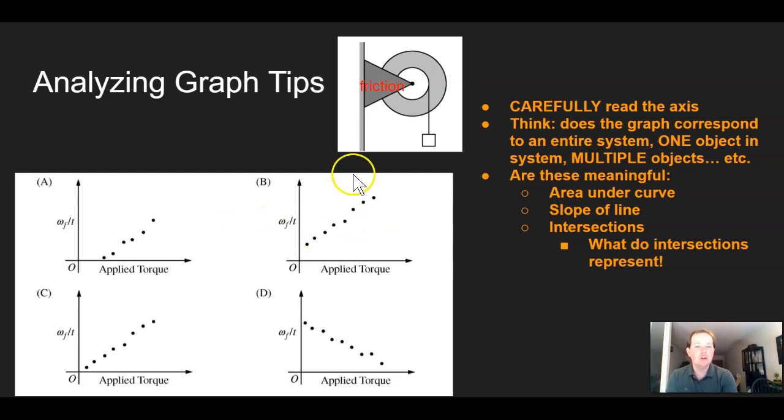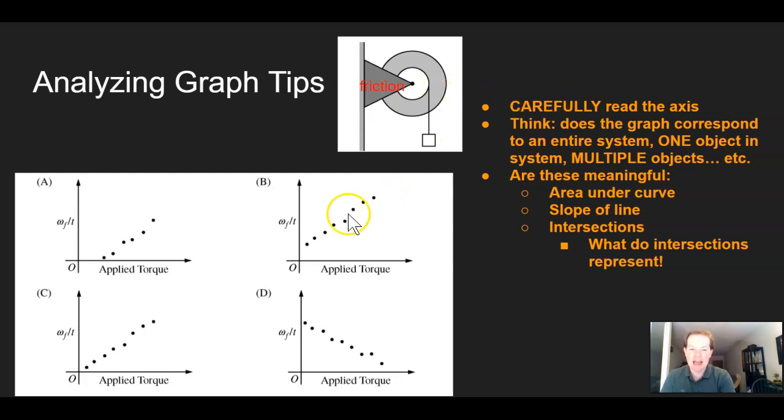Here was another multiple choice where you had this vertical rotating disk. There was a mass that was hanging off it. This applied a torque. So where you see applied torque, that's this, when you're hanging a mass. And it was asking, if there's friction, which of these graphs best matches the omega divided by t versus time of this disk. So let's go through it.